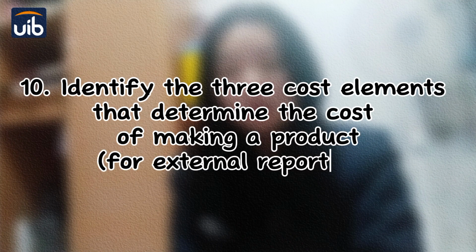Identify the 3 cost elements that determine the cost of making a product for external reporting. Direct materials represent the tangible inputs that become part of the finished products. Examples include raw materials, components, and supplies directly incorporated into the product.